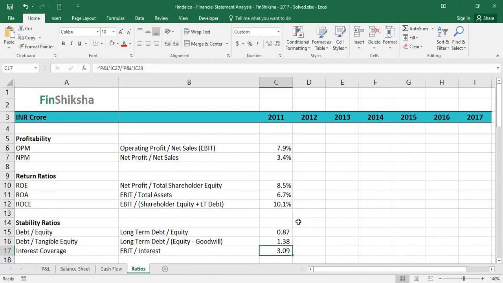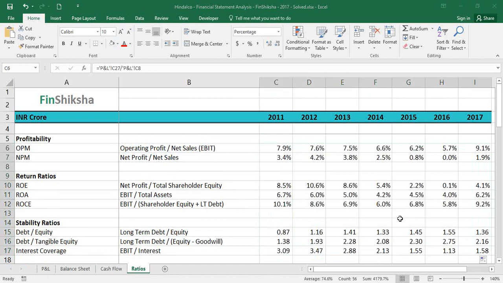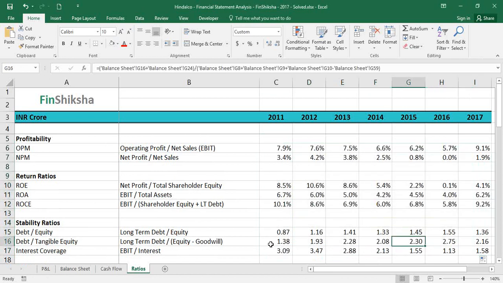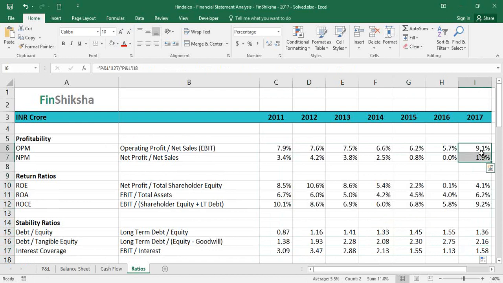Now, that's it with the first 3 sets of ratios, which is profitability, return ratios, and stability ratios. What we can do is drag these to the right side to understand what's happening with the firm over these years till 2017. And we will note that debt equity has gone up, interest coverage has deteriorated considerably, right? It's gone down. Operating margin and net margin is better in this year, but in previous years, when we look at EBIT, that's not done too well.